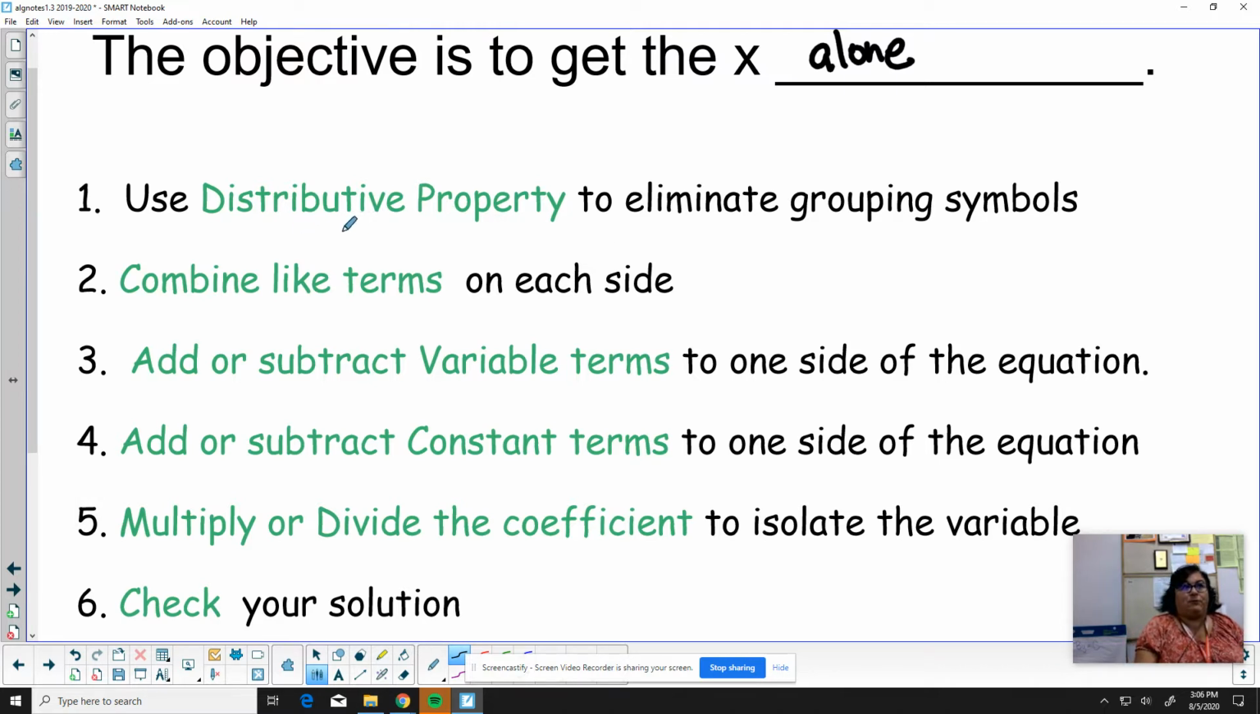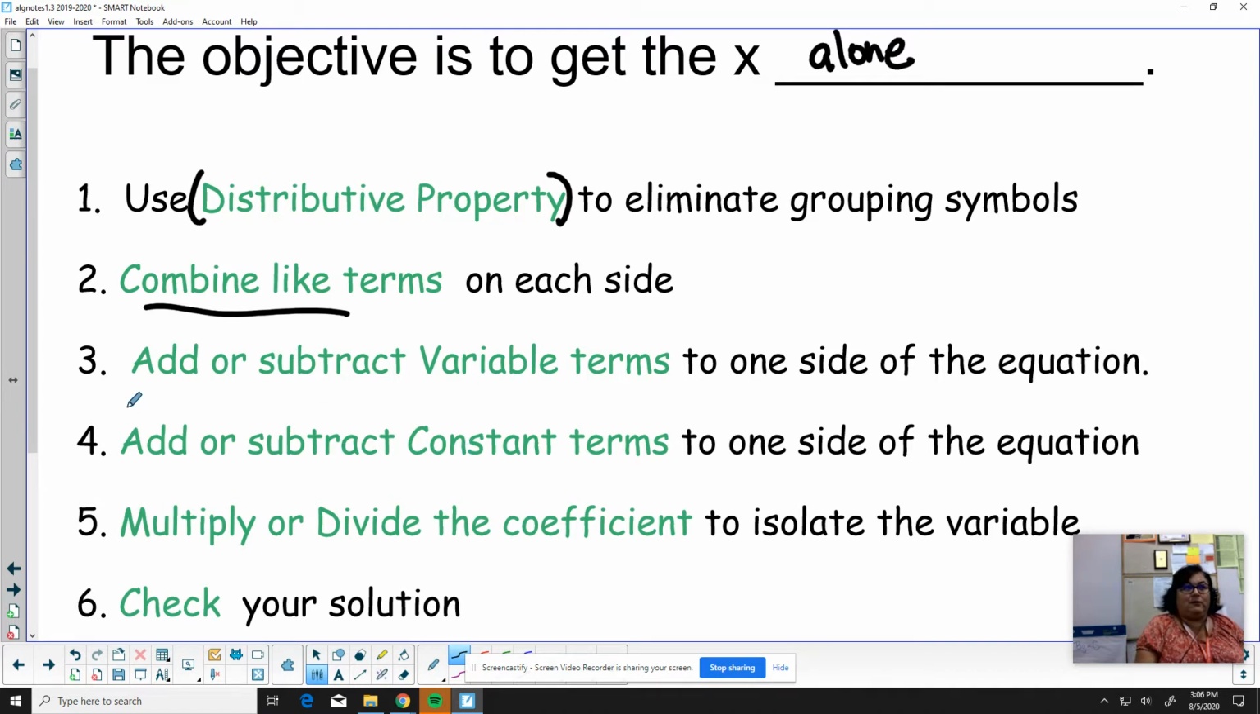So if it has a parenthesis, you'll use your distributive property first. If you have combined like terms on either side, so if you have an x and an x on the left or an x and an x on the right, you have to combine them. Or if you have constants on the right, got to combine them, or on the left, got to combine them. Then it will be a two-step. Actually, not yet. Then we will move the smaller variable term to the bigger variable term by adding or subtracting. We'll do the same thing with the constant.